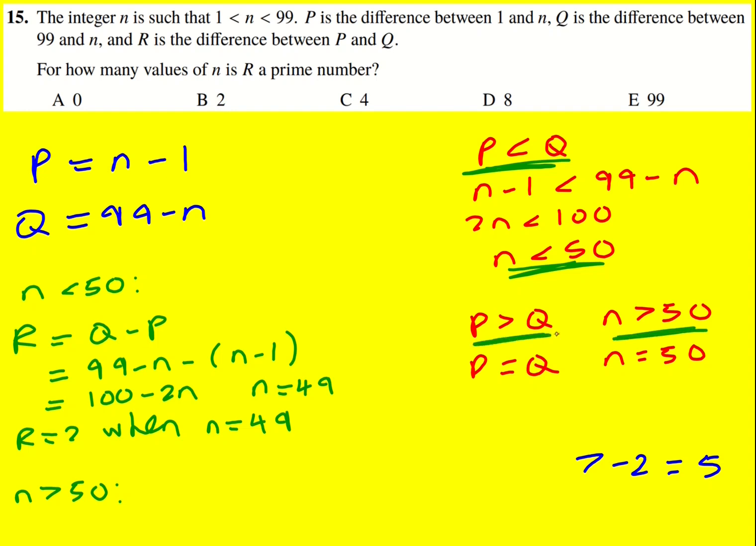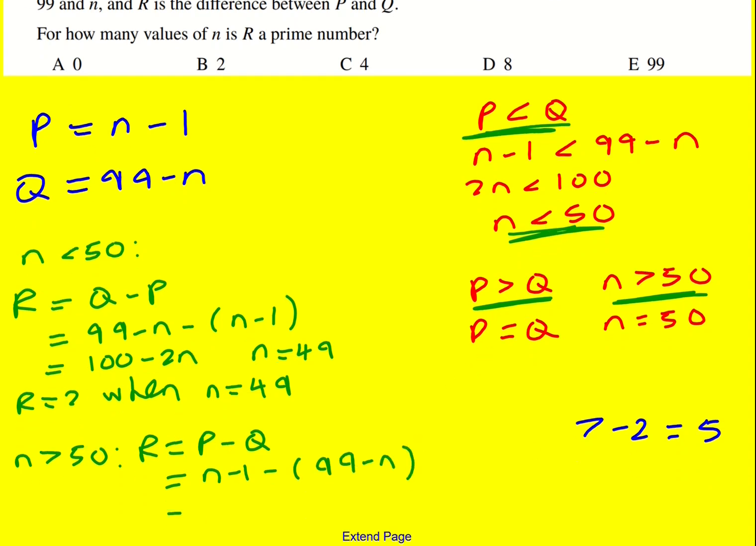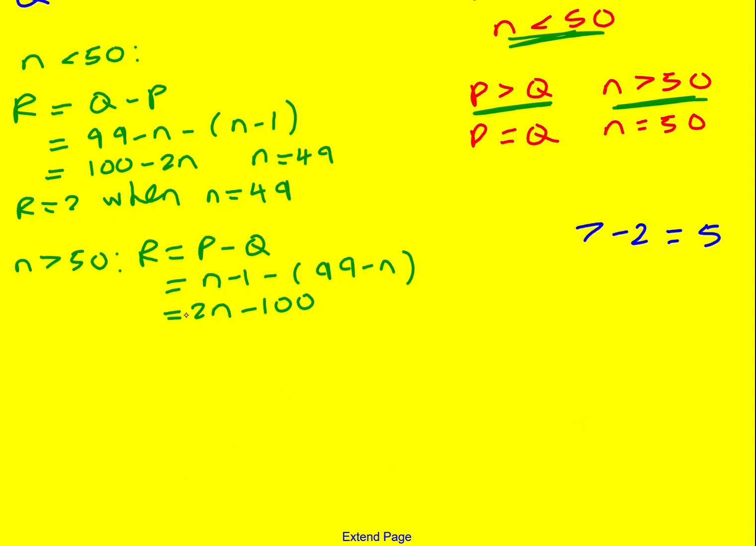Now let's take a look at when n is greater than 50, because here we have that p is bigger than q. Then r would be p minus q, and we just subtract them the other way around. N minus 1 minus 99 minus n. This is going to give 2n minus 100. And this time, for it to equal 2, we're going to need 2n to equal 102. So n is going to equal 51.